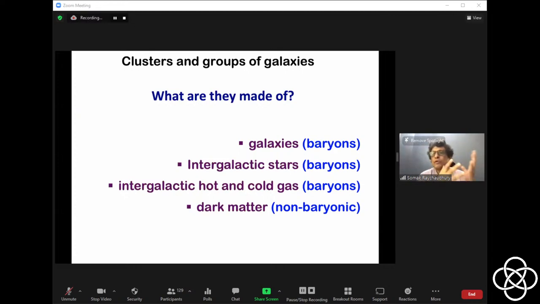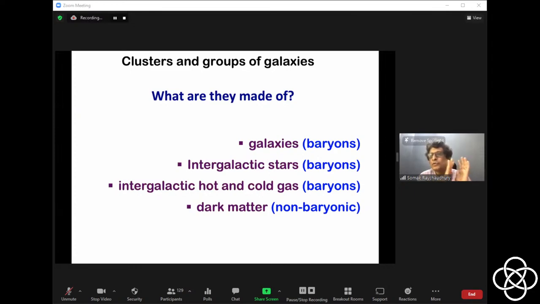And by cold gas, I mean gas that is a few hundred degrees hot. By hot gas, I mean things that are 10 to the power 6, 10 to the power 7 degrees hot. And these are actually, as you will see, the predominant baryonic component of clusters of galaxies.